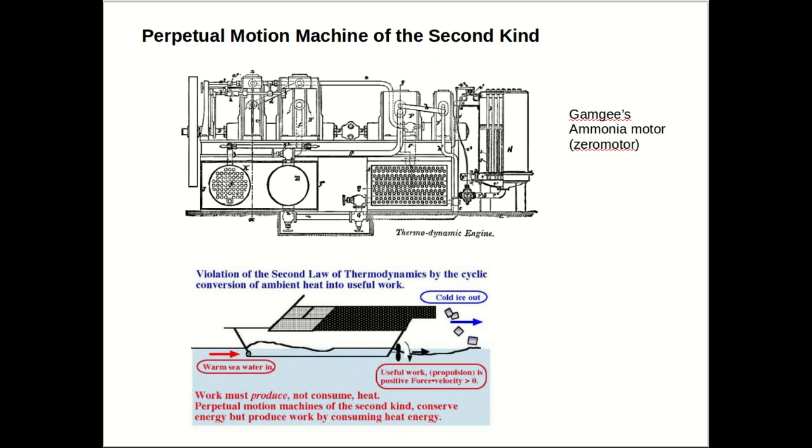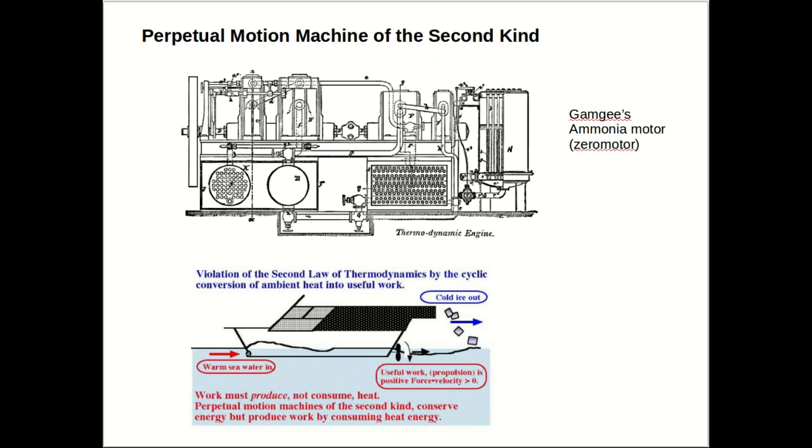If the mechanical work done is equivalent to the heat from the reservoir, it does not violate the first law of thermodynamics, conservation of energy. So it's not a perpetual motion machine of the first kind. As the vapor expanded, it would cool and condense and return to the reservoir for the next cycle.